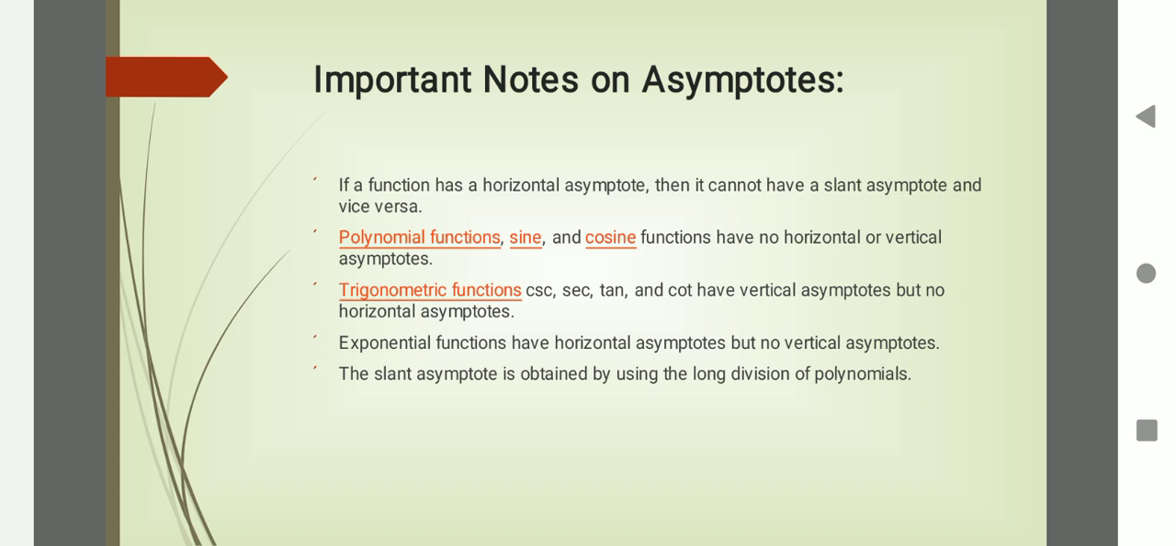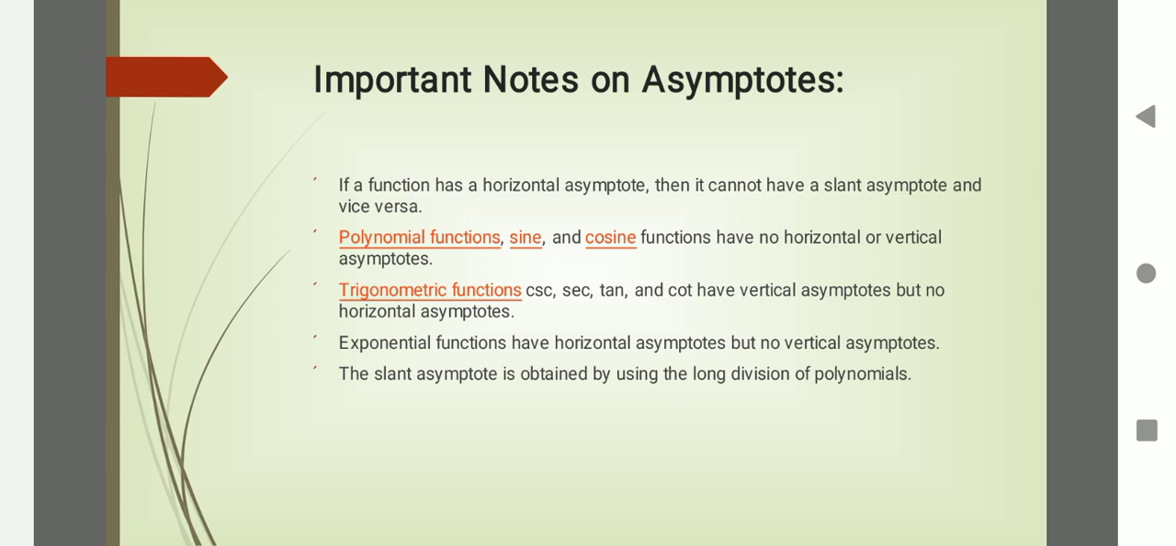Then second, polynomial functions, sine and cosine functions have no horizontal or vertical asymptote. So if there is a polynomial, sine or cosine function, we will have no horizontal or vertical asymptote. Trigonometric functions cosecant, secant, tan and cot have vertical asymptotes but not horizontal asymptotes. So this we can find.